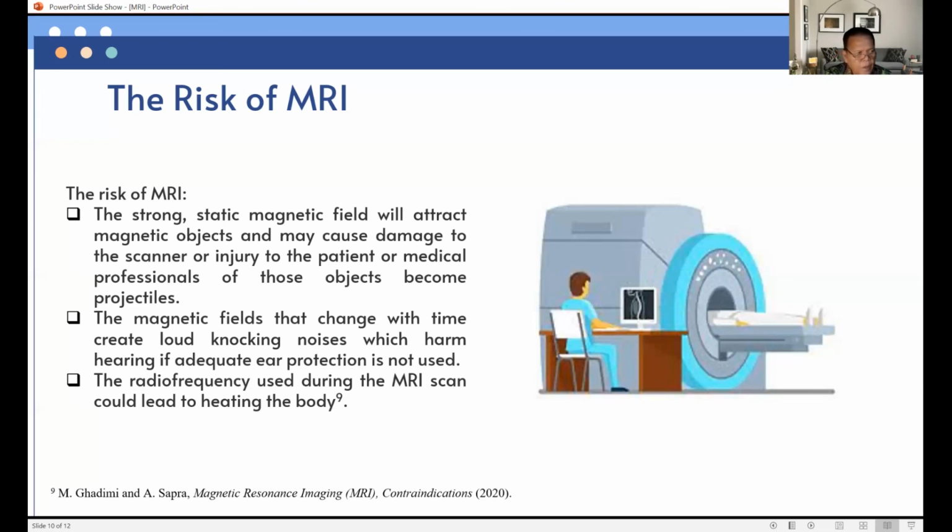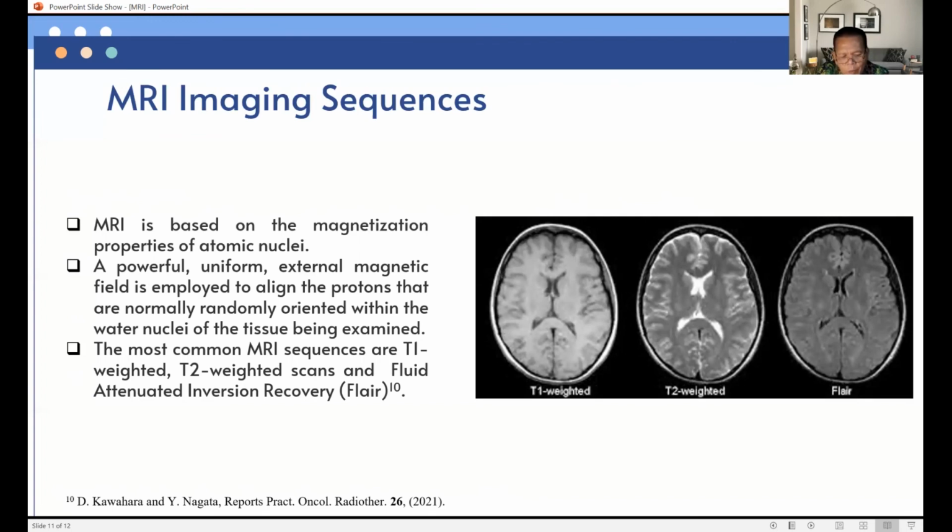Now let's see this one, T1W, with short TR, and T2, and the last one. We can conclude that MRI imaging sequences are based on the magnetization property of atomic nuclei. A powerful, uniform external magnetic field is employed to align the protons that are normally randomly oriented within the water nuclei of the tissue being examined. And the most common MRI sequences are T1W, T2W scans, and fluid-attenuated inversion recovery.